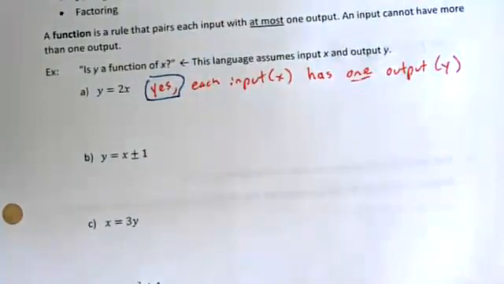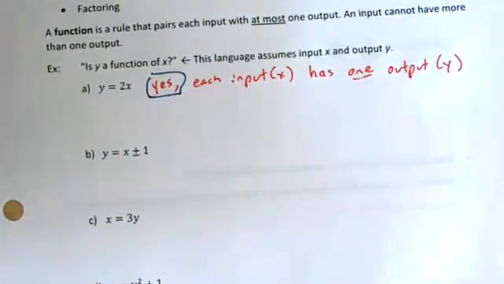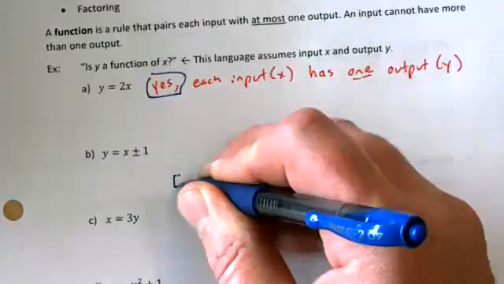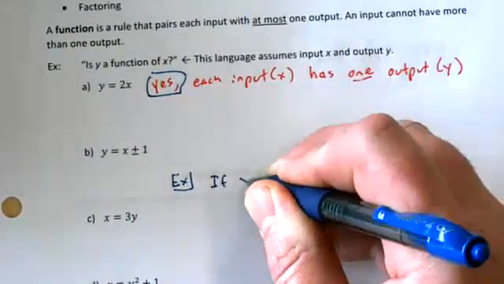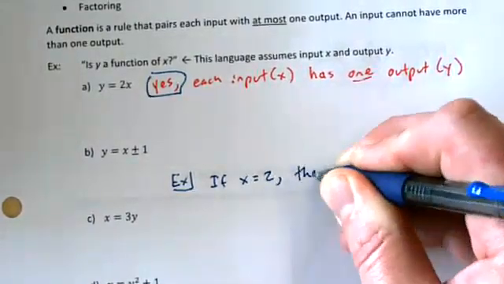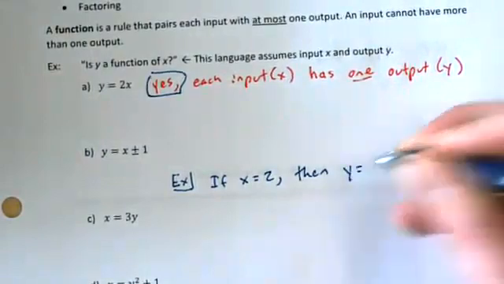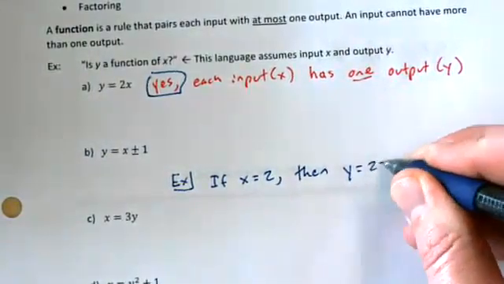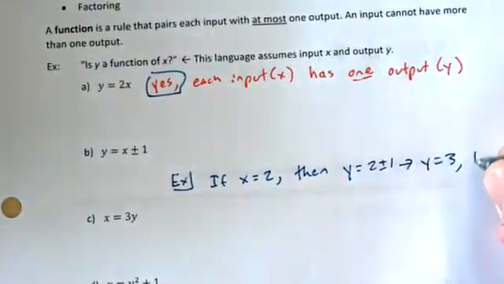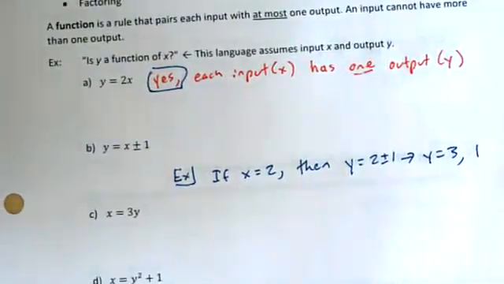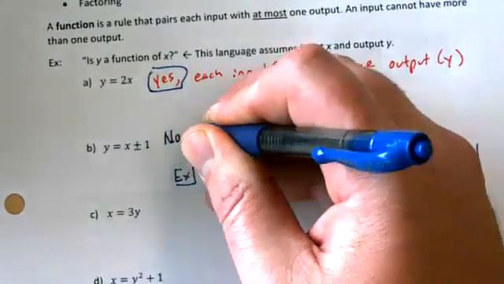Second one, function or no? No. Can you give me an example of an x value, an input, that would result in 2 or more different outputs? So if x equals 2, then what would y equal? y would equal 2 plus or minus 1, which means y is equal to 2 plus 1, which is 3, or 2 minus 1, which is 1. So we've come up with an example of an input that's giving us 2 different outputs, which means no, it is not a function.